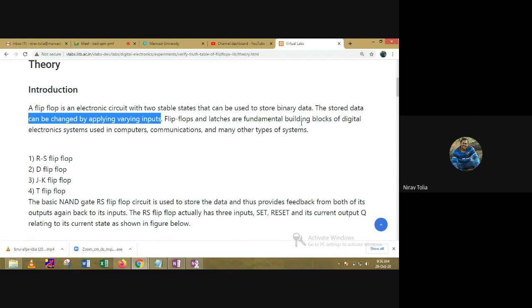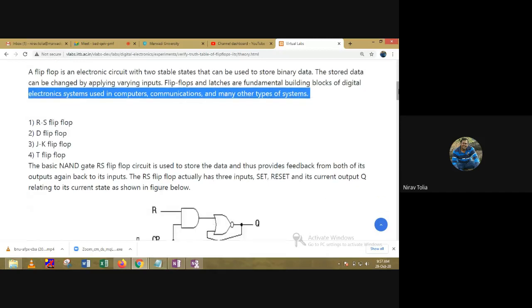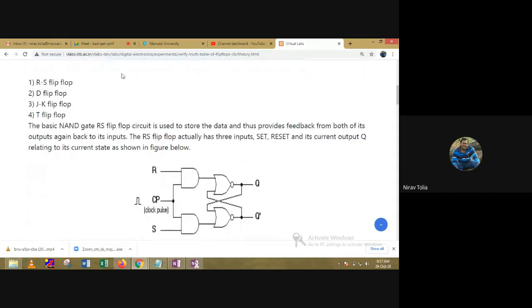Flip flops and latches are the fundamental building blocks of digital electronic systems in computers, communication, and many other types of systems. So it is a basic building block, or you can say a fundamental digital block. We have 4 types of flip flop, which are known as the RS flip flop, D flip flop, JK flip flop, and T flip flop.